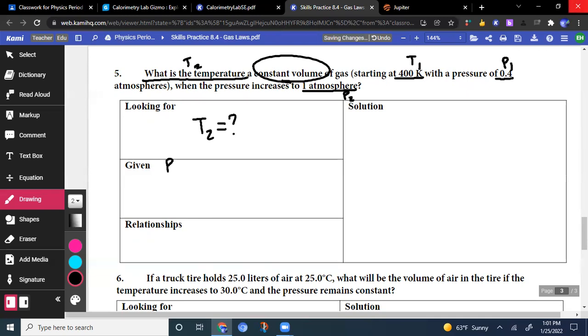You're given P1, T1, and P2. P1 is 0.4 atmospheres. T1 is 400 Kelvin. P2 is 1 atmosphere.